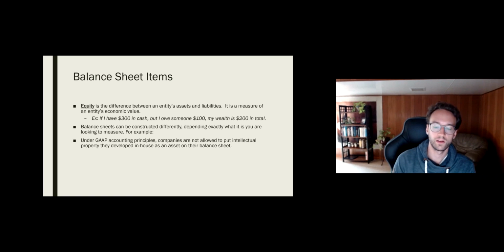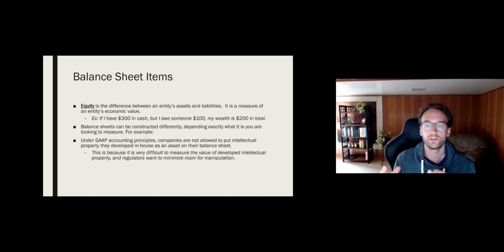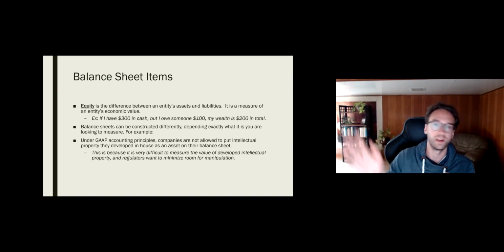Now, the reason this is done is because regulators want to minimize the amount of room that companies have to manipulate stuff, right? These annual reports are done so investors can get a good sense about the financial health and stability of the company and exactly what the company is up to. And if there is a huge amount of leniency in terms of how valuable this intellectual property could be, it gives the management of the company a lot of wiggle room. They could just say, oh yeah, we're going to have a cure for cancer soon, so it's worth $1 trillion, right? If management could just mark the value of their intellectual property as they see fit.